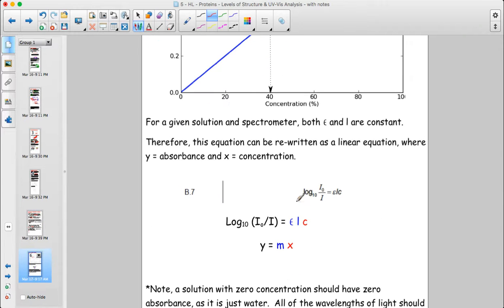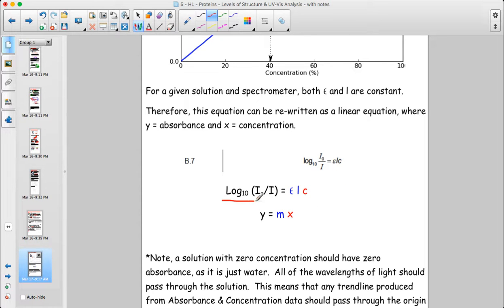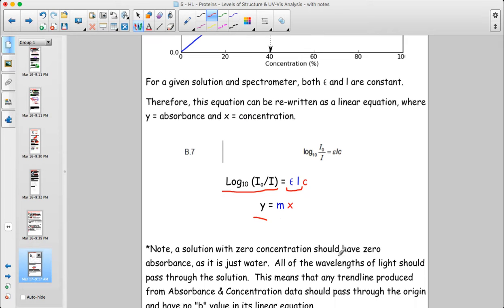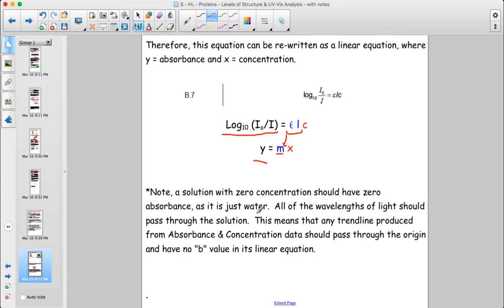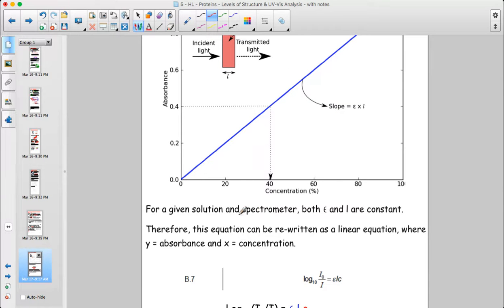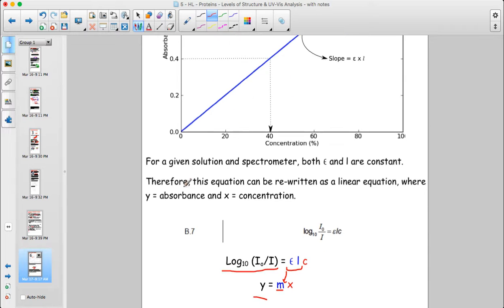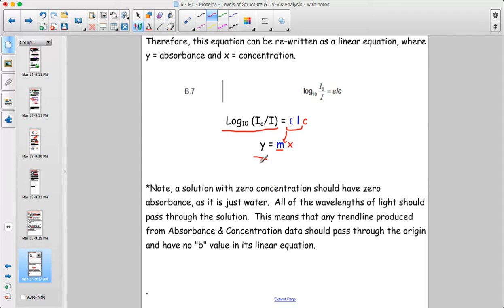Now, if you think about this equation, if you make it nice and linear, this whole thing here, log of the two different intensities, can be thought of as y. And if you're not changing these two values, what the solution is, or how big the physical container is, then these two things are constant, and that's going to end up being the slope of your trend line. And so you have this nice linear relationship between concentration here as x and absorbance here as y. And so there shouldn't be a B value, because if the concentration is 0, it shouldn't absorb any light. So that's why there's no plus B at the end of the equation.